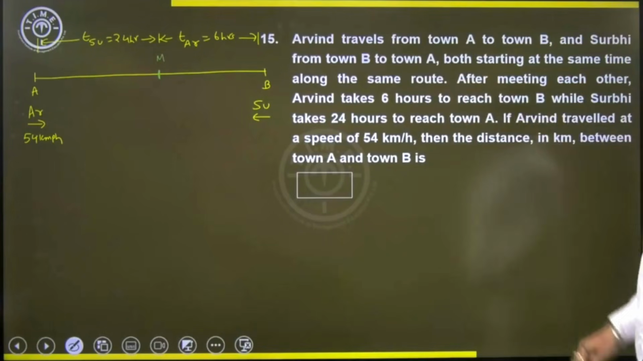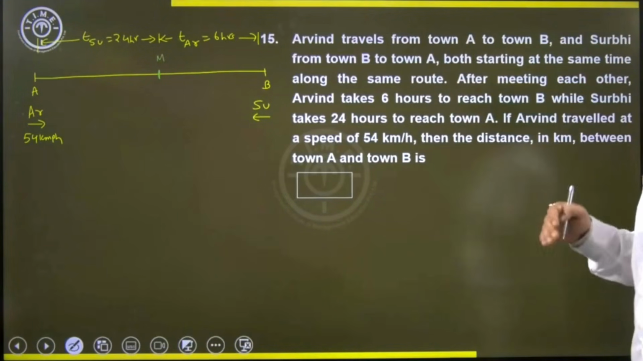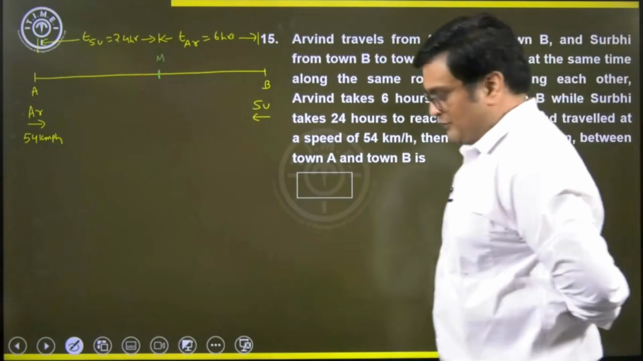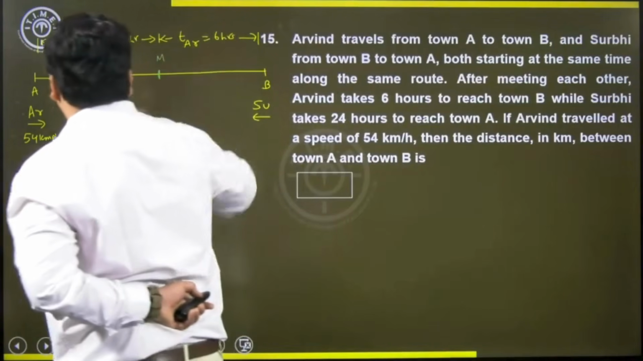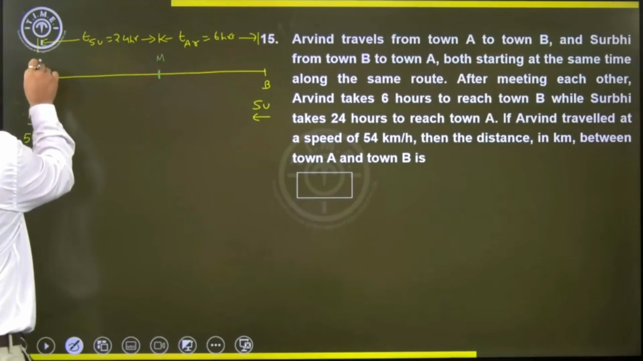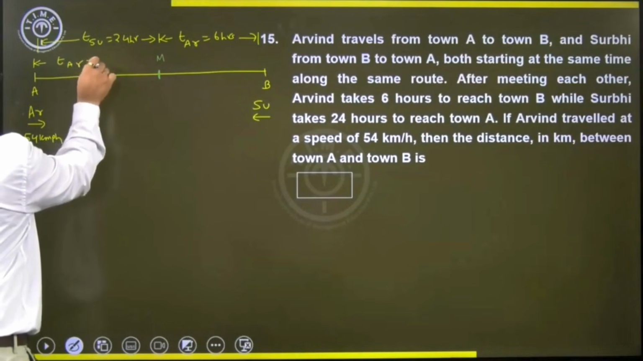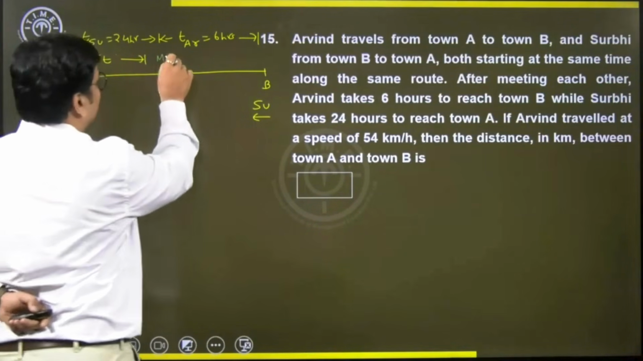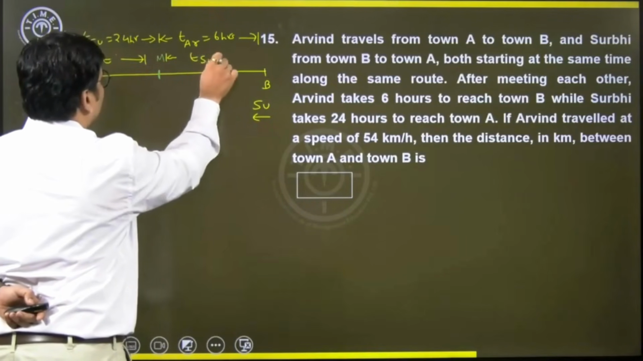We know speed of Arvind, so probably if we can find out the total time taken by Arvind, we can easily answer our question as speed into time. So we also know that for part of the journey, Arvind is taking 6 hours. So for this part of the journey, how much time will Arvind take? We don't know. Suppose time taken by Arvind is T hours. So if this is T, can I say for this part of the journey, time taken by Surabhi will also be T hours?